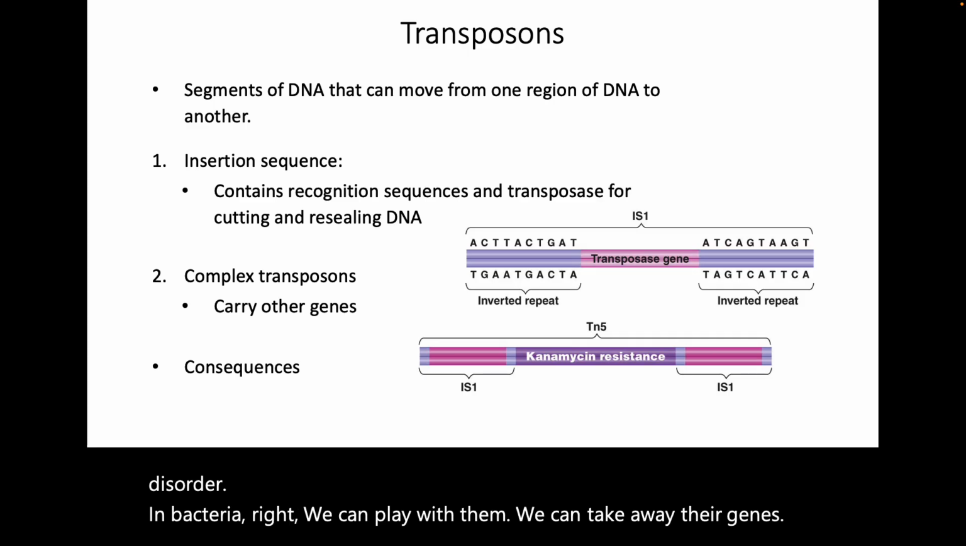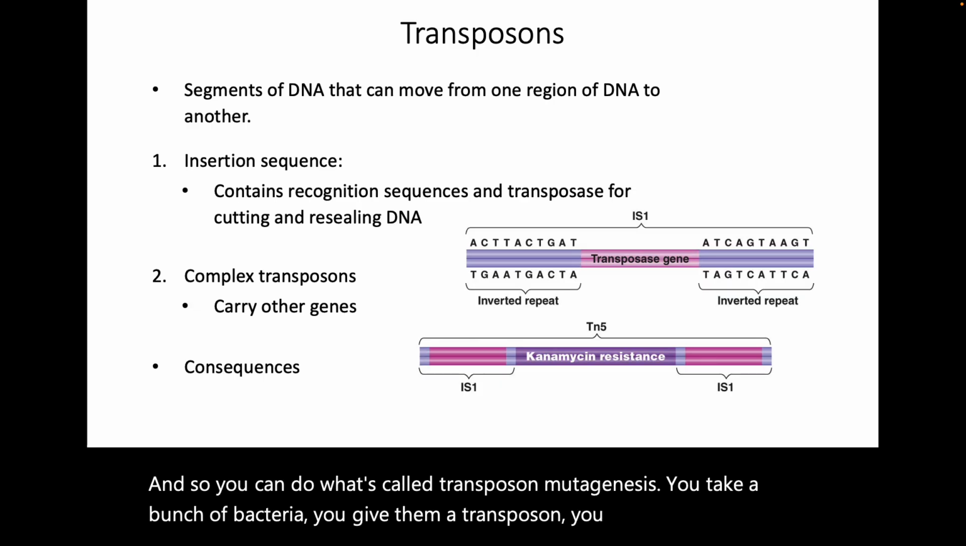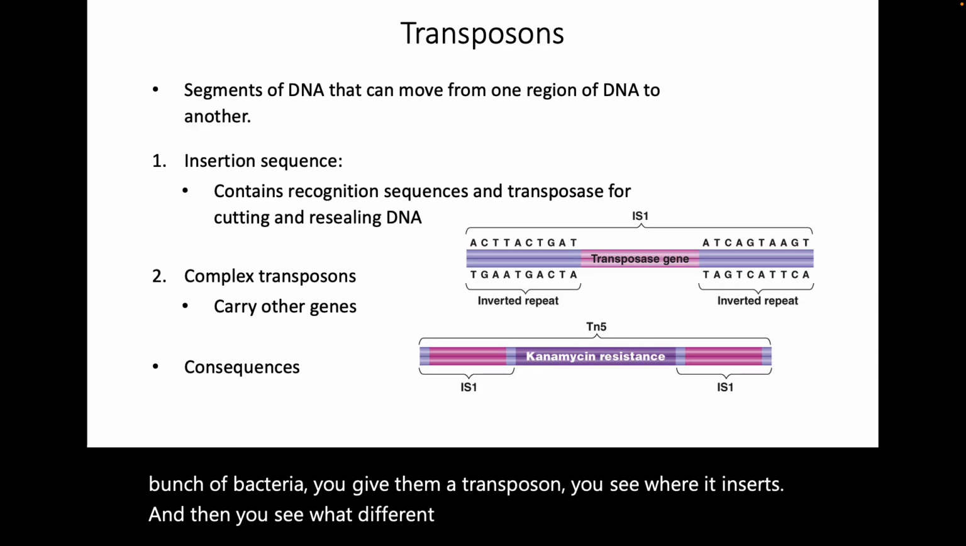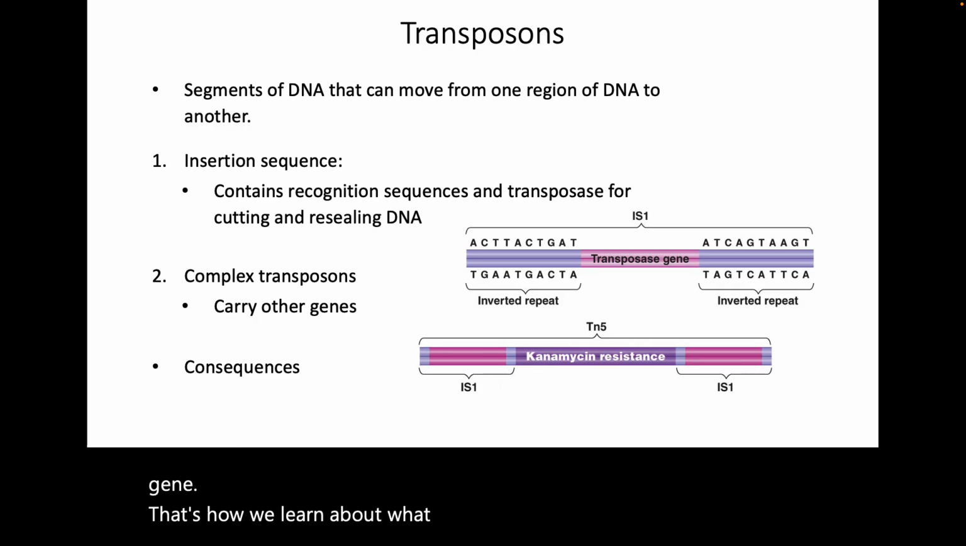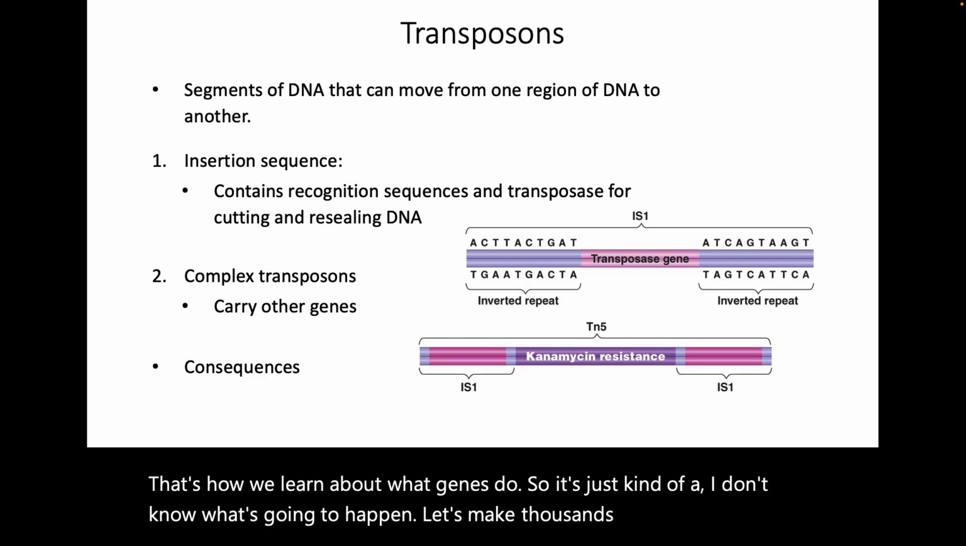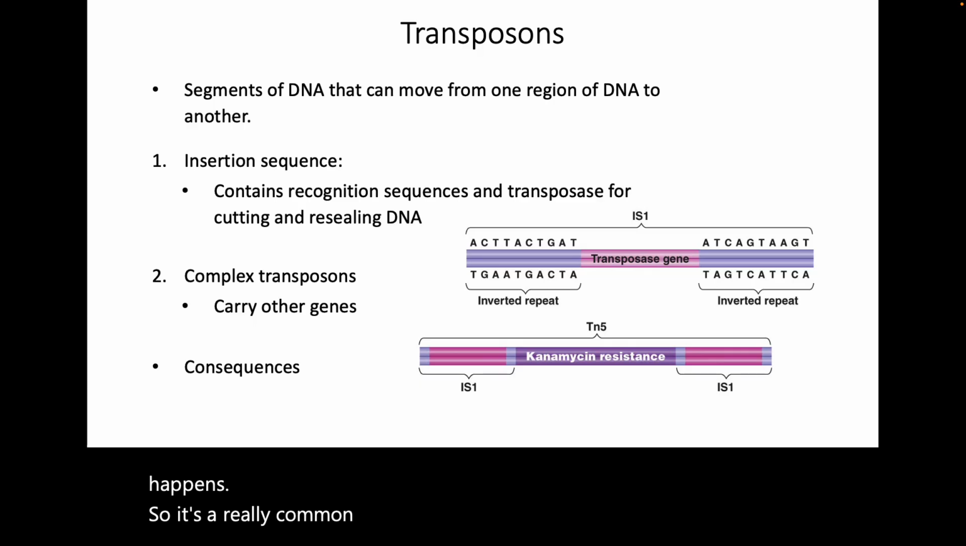And so you can do what's called transposon mutagenesis. You take a bunch of bacteria, you give them a transposon, you see where it inserts. And then you see what different phenotypes happen when you interrupt a gene. That's how we learn about what genes do. So it's just, I don't know what's going to happen, let's make thousands of mutants and see what happens. It's a really common technique in microbiology and genetic engineering.